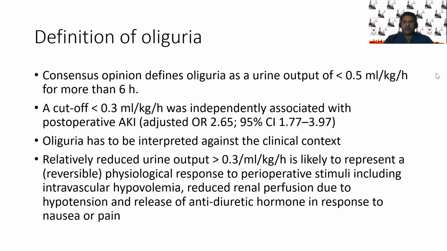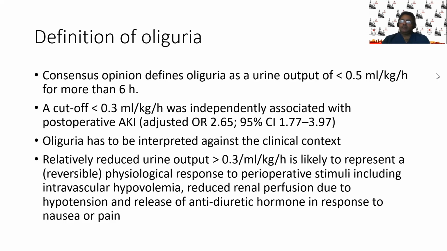There has also been a school of thought which says that a cutoff of less than 0.3 mls per kilogram per hour is independently associated with a postoperative AKI with an odds ratio of 2.65, which is very, very high. But oliguria has to be interpreted against the clinical context. For example, you have a diabetic patient who is hyperosmolar and was putting out 3 liters of urine at the time of admission to the hospital, but within 6 hours, the urine output fell to 1.5 liters in the day. Then, even though by definition it is more than 0.5 ml per kilogram per hour, there is a relative fall in the urine output that should be investigated as a potential oliguria.